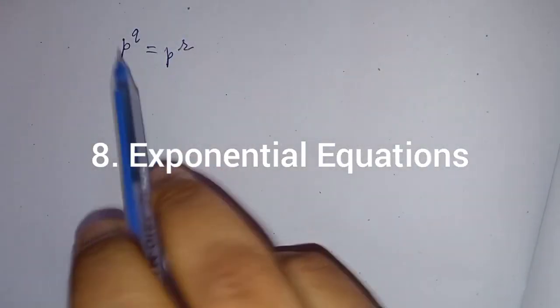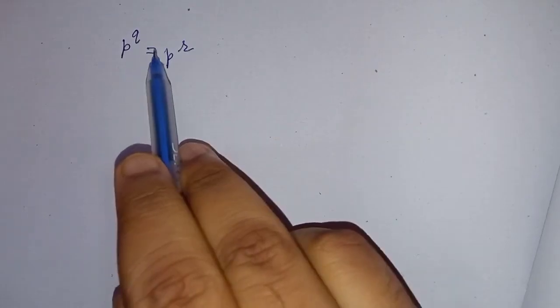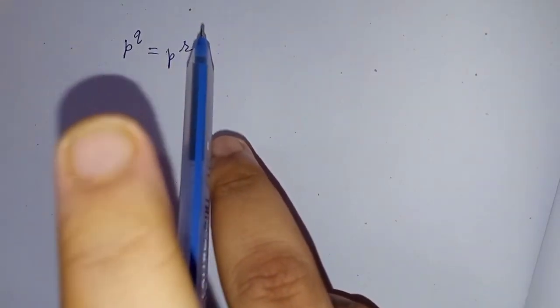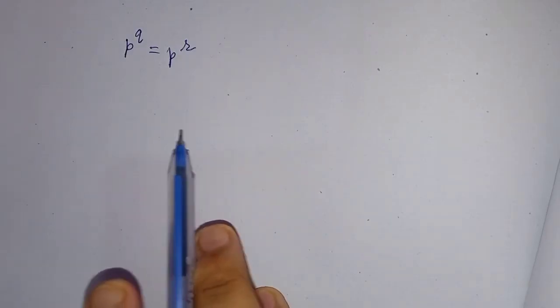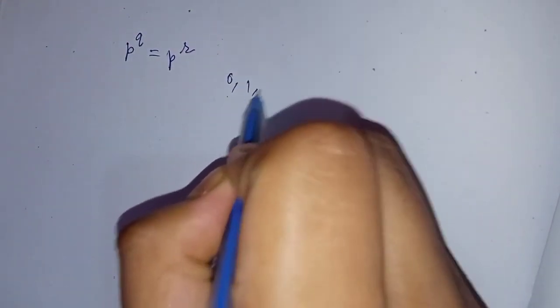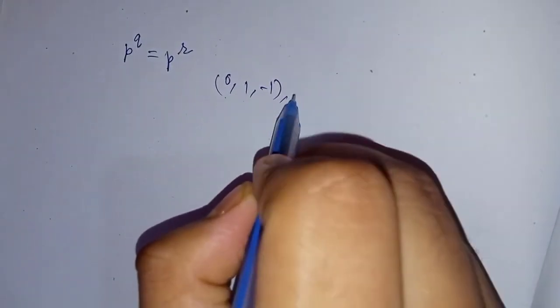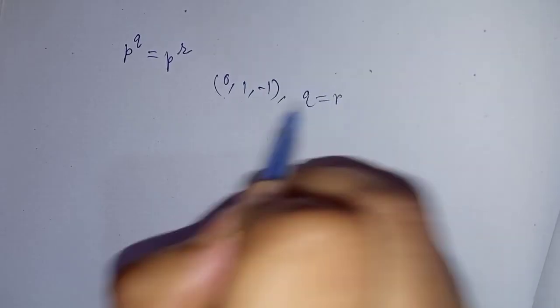If p to the power q is equal to p to the power r, we cannot directly conclude that q is equal to r. It is one of the solutions but not the complete solution. We have to first check for trivial cases like 0, 1 and -1, and only after checking these trivial cases can we conclude that q is equal to r.